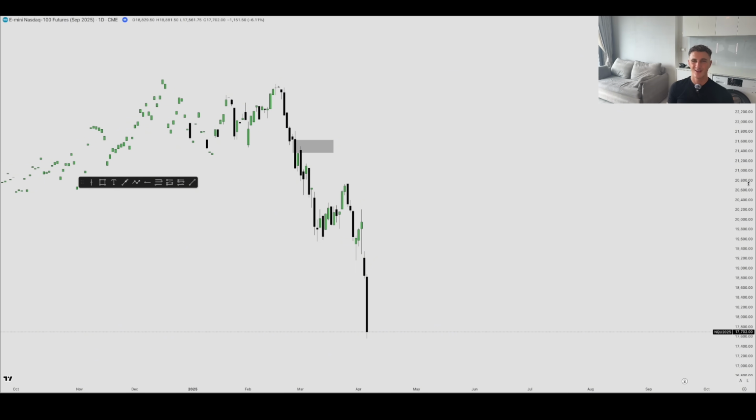Sometimes it's not gonna play out straight away. The daily time frame is a very large time frame, and it may take a little bit of time for price to actually play out, but it will play out, guys, right?